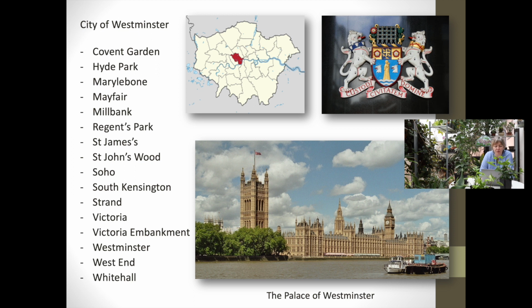The City of Westminster houses Covent Garden, Hyde Park, Marylebone, Mayfair, Millbank, Regent's Park, St James's Park and neighbourhood, St John's Wood, Soho, South Kensington, the Strand, Victoria, Victoria Embankment, Westminster, the West End and Whitehall. So some of these places I hope you know already, like Covent Garden, the old market, the beautiful market hall still used. And the opera house in London is called Covent Garden Opera for a reason.